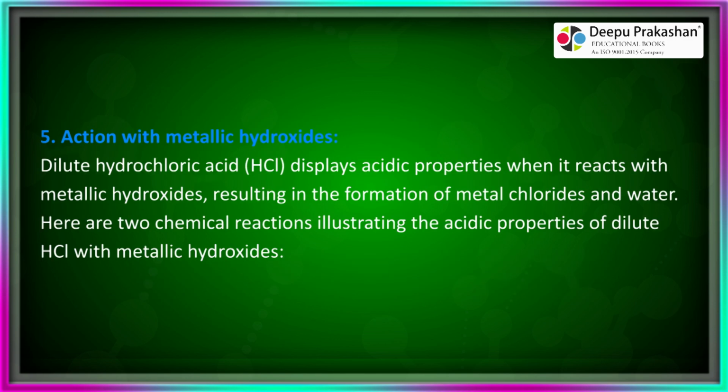5. Action with metallic hydroxides. Dilute hydrochloric acid, HCl, displays acidic properties when it reacts with metallic hydroxides, resulting in the formation of metal chlorides and water. Here are two chemical reactions illustrating the acidic properties of dilute HCl with metallic hydroxides.